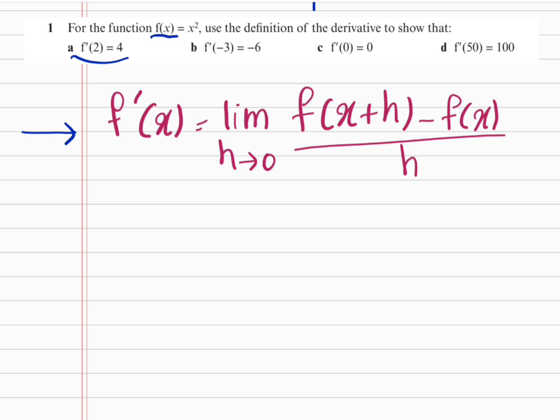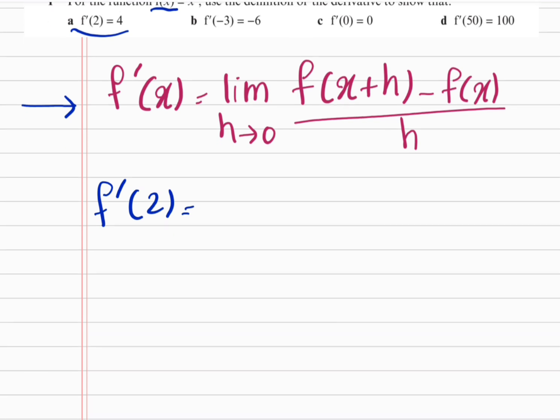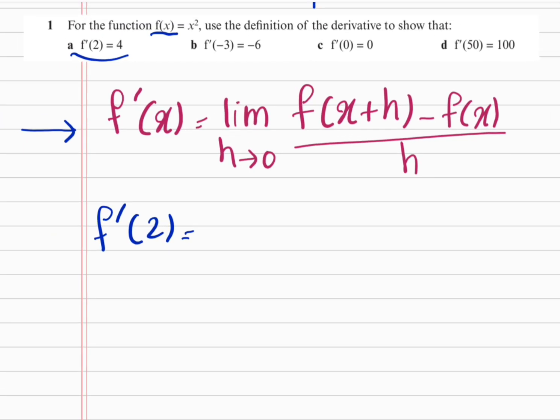Okay, so now we need to use this formula, and we can begin by writing f dash of 2 is equal to, because remember what this question is saying is to find the derivative of this function when the x coordinate is 2. It's giving us a specific point and asking us to find its derivative. So we start by writing f dash 2, and then let's use the formula.